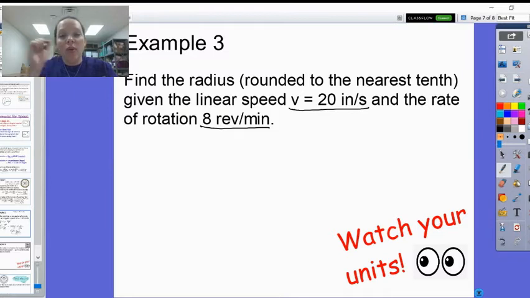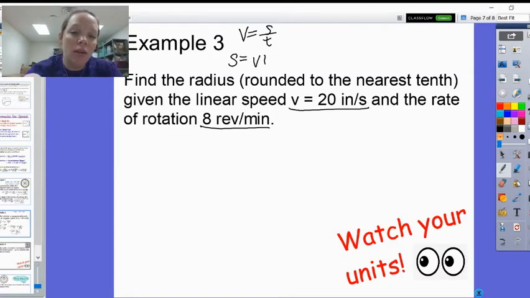Okay, in 1 minute, we're going around the circle 8 times. We are also traveling 20 inches per second. So remember that linear speed is just arc length divided by time. So if you want to calculate your arc length, you would multiply your speed times your time. Okay, that makes sense.